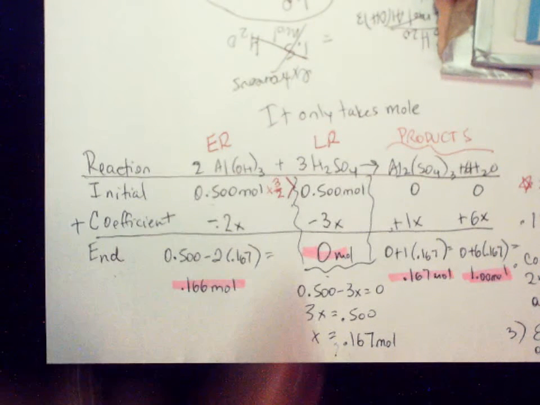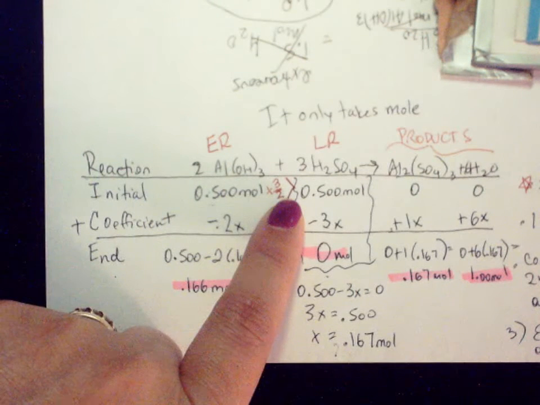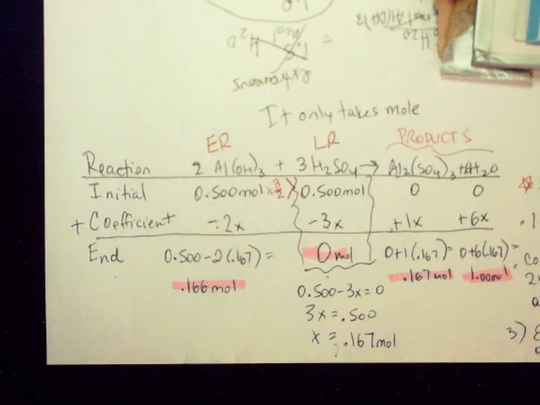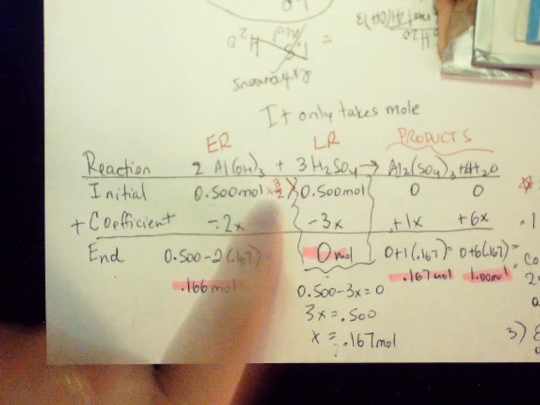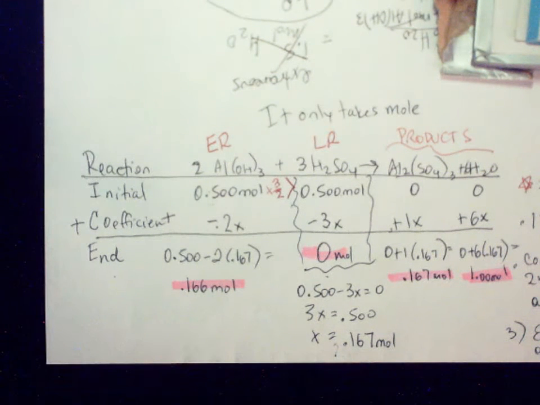Now, what if instead of writing an inequality here, you'd gotten an equal sign? What does that mean? They both run out. So in those particular cases, you would put in a 0 for both. All right. That would be something that's perfectly stoichiometric.